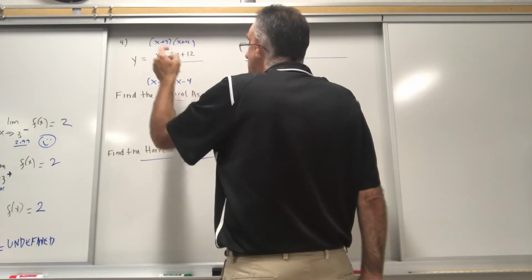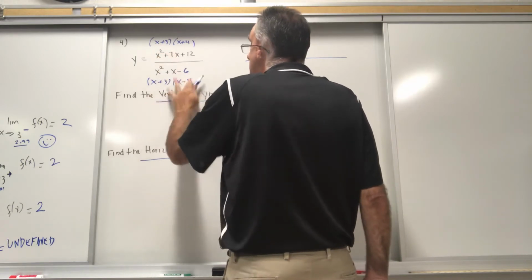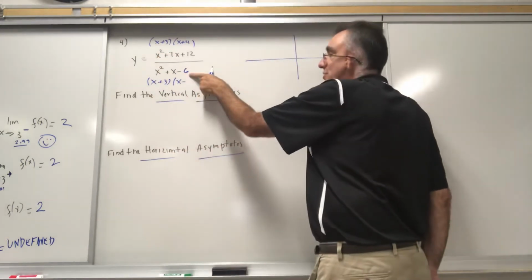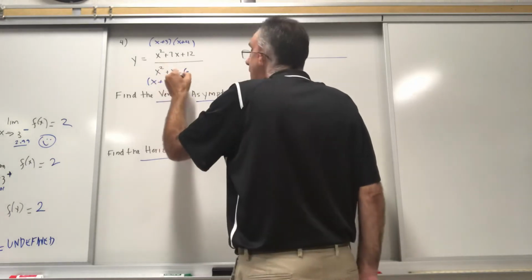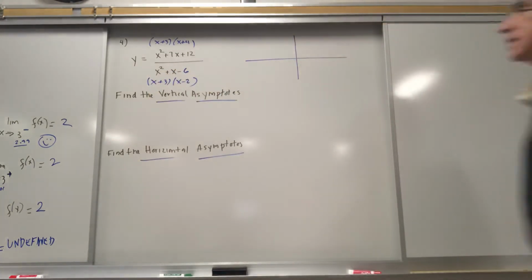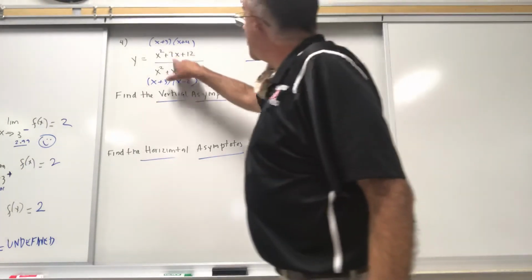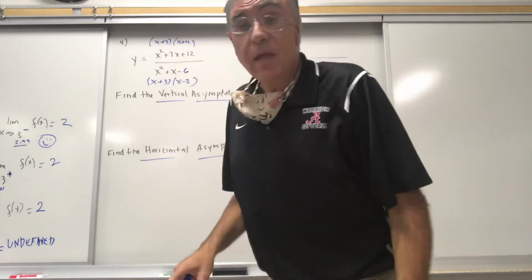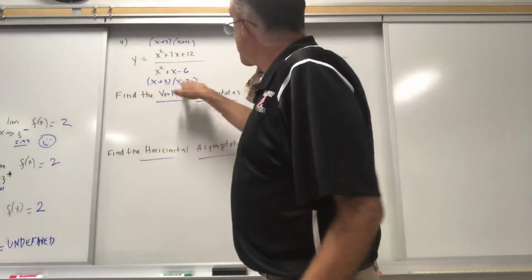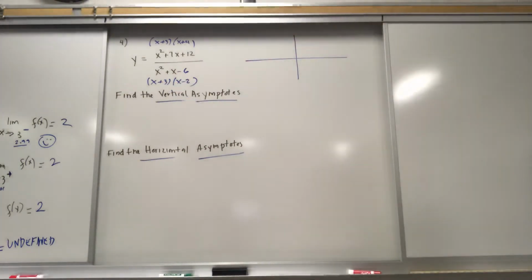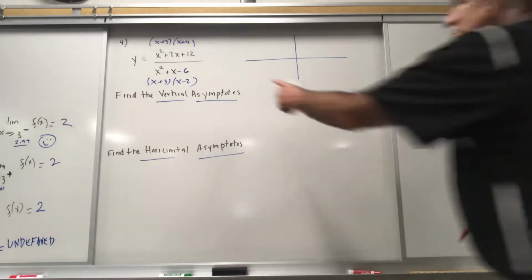I'm gonna make this 6. You guys, change that to a 6. My bad. Okay, x minus 2. So the top one factors into these 2, and the bottom one factors into these 2. Okay? Make sure you change that to a 6.